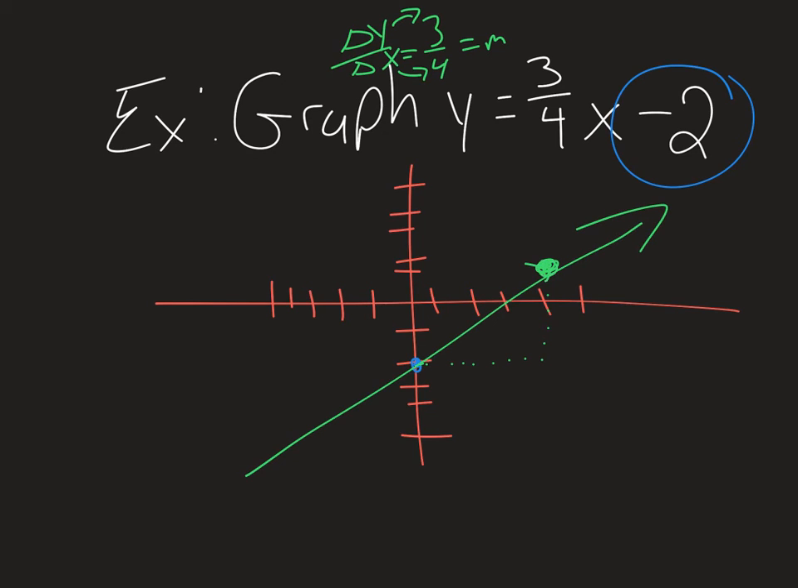So fractional slope is not a problem. It just means that instead of going over 1, we'd go over whatever the denominator is, to the right usually. And we can still use our structure to our advantage.